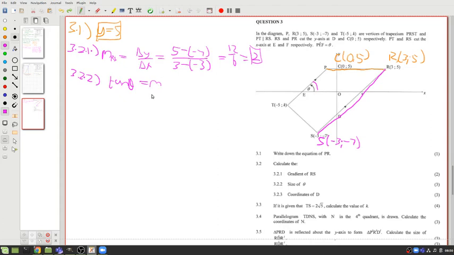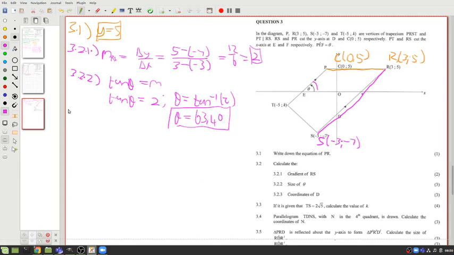Okay, so tan theta equals m. So therefore we have tan theta equals 2, because this line is parallel to this line, and we already found out that was 2. And then we say theta equals the arctan of 2. The arctan of 2, you can type in your calculator as a shift or a second function. So we'll have theta equals 63.4 degrees. That degree sign is a little bit big, but that's fine. That's a degree sign, not a 0.